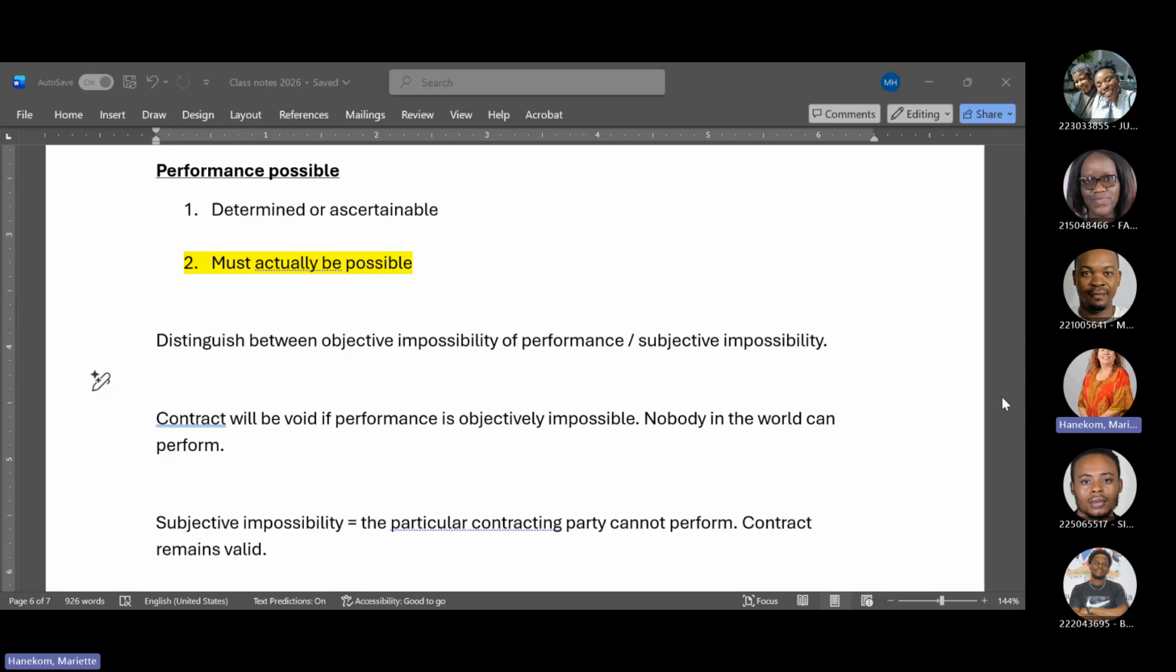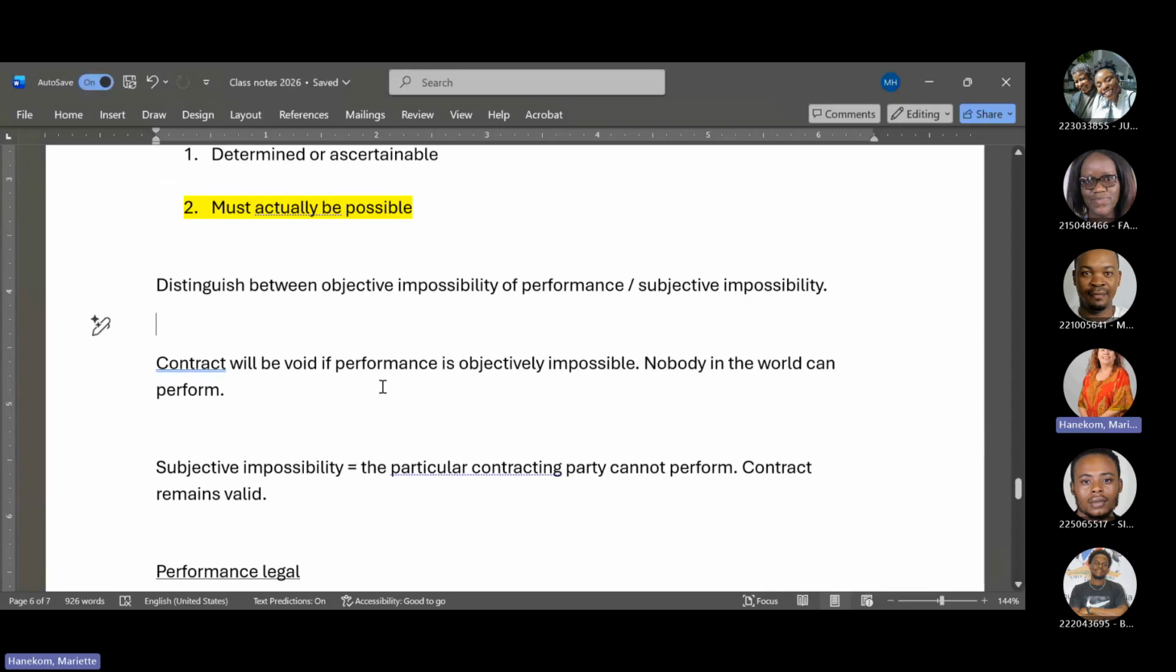Objective impossibility of performance, 500 tries in a season, not possible, not going to happen. Your contract is void because the requirement that performance must actually be possible is not met. Subjective impossibility of performance, where the particular contracting party cannot perform: the contract will be valid. And if it's a particularly good rugby player and the minimum was 5 tries in a season and he didn't have a good season, he only scored 3 tries, he can be in breach of contract and there can be consequences.